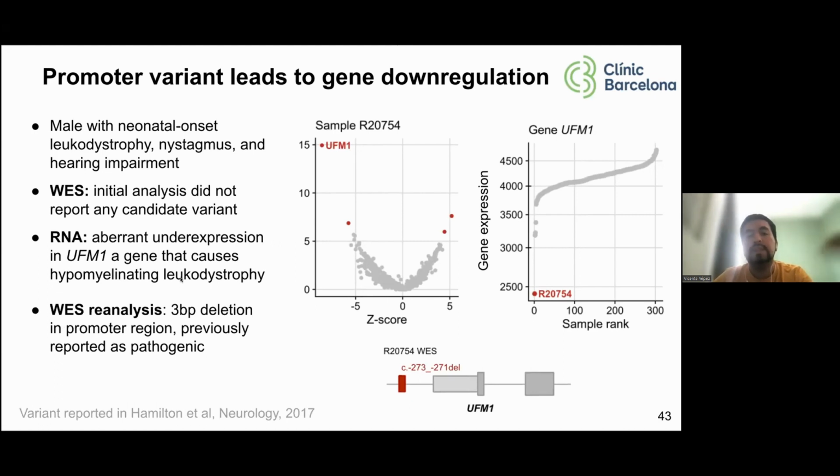That led to reanalysis, and indeed a 3 base pair deletion was found in the promoter region. Because it's so far from the coding sequence, it was discarded, depending on the center and the workflow. Some centers tend to discount variants, even if they're found by whole exome sequencing, up to a certain number of base pairs up or downstream, or intronic. So that's why this variant was completely discarded, even though it was detected. And because this same variant was already reported as pathogenic since 2017, the case was solved.